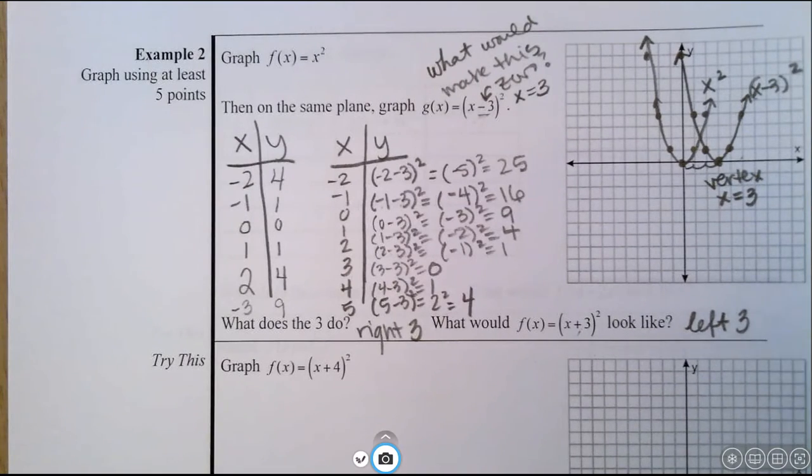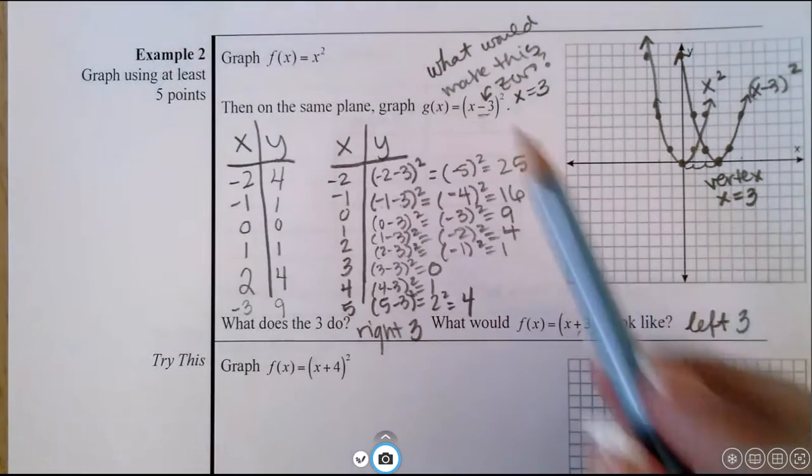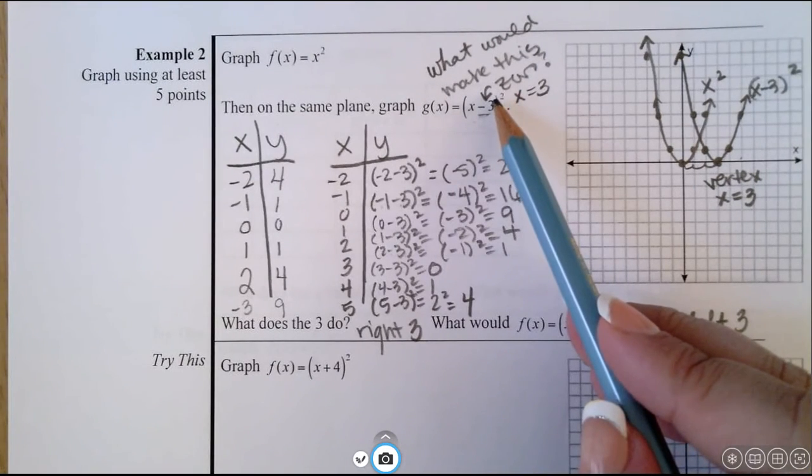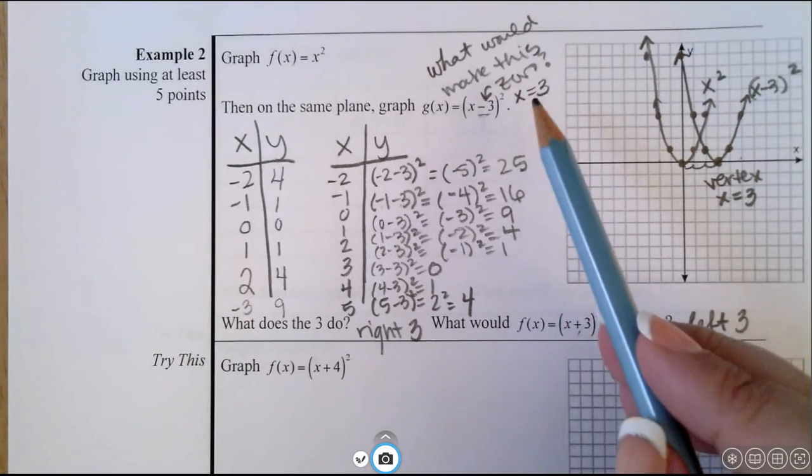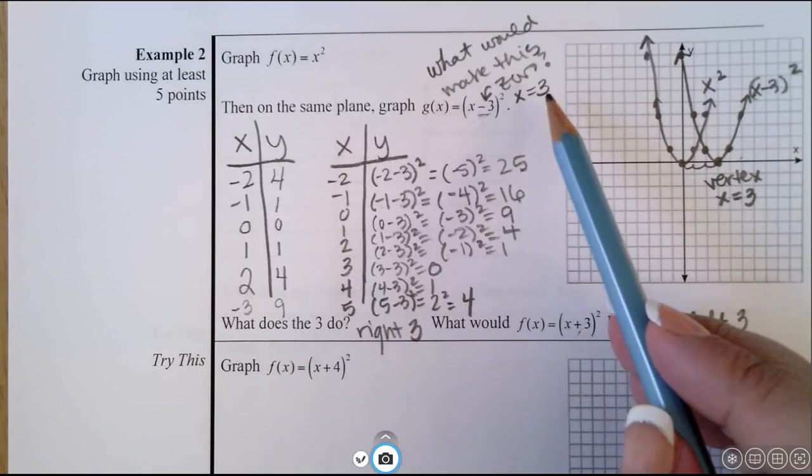And that's how we can think about it. Instead of thinking of it as x minus 3, which we might be tempted to say would go to the left, if we use this question of what makes this 0, we can see that it actually moves to the right because we have an x equals positive 3.